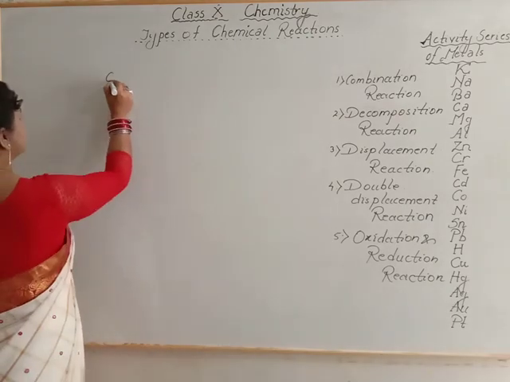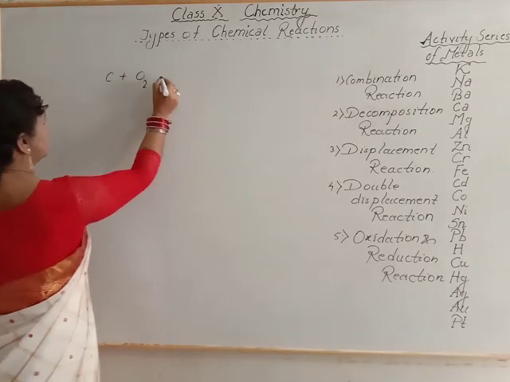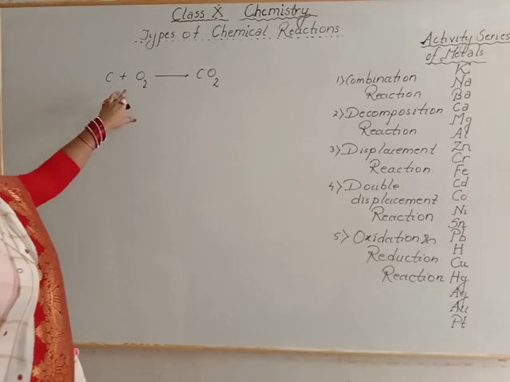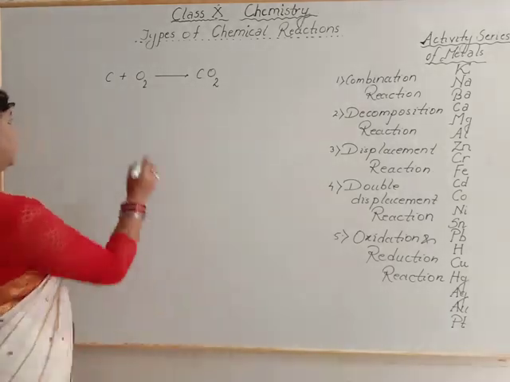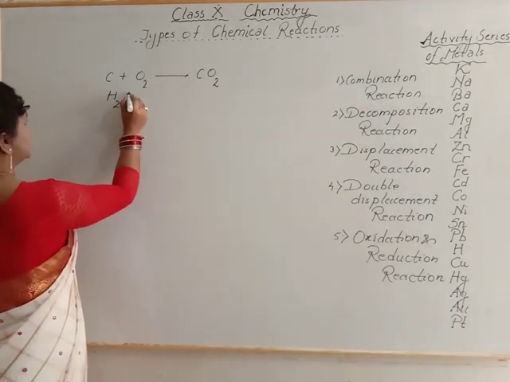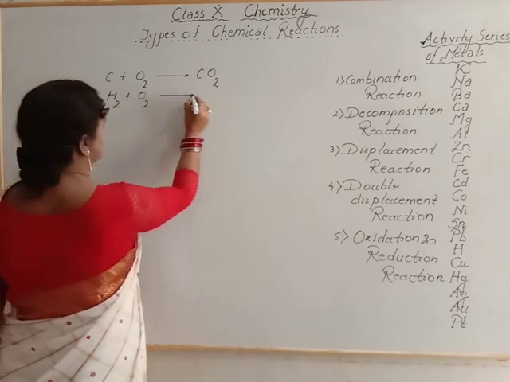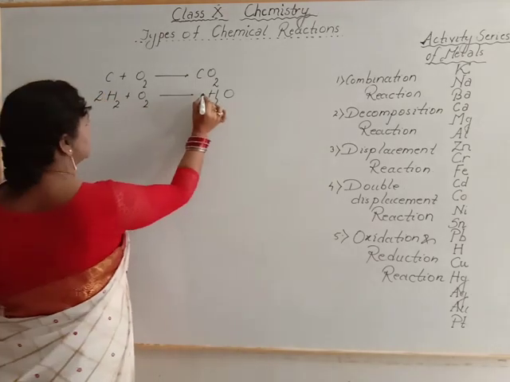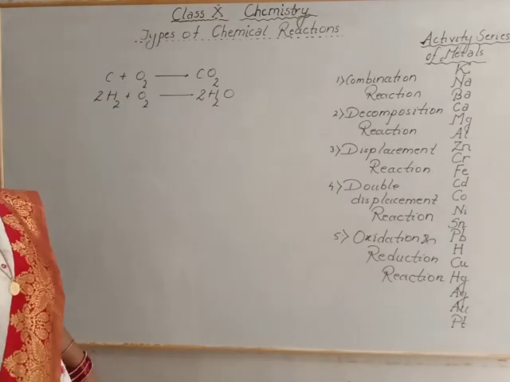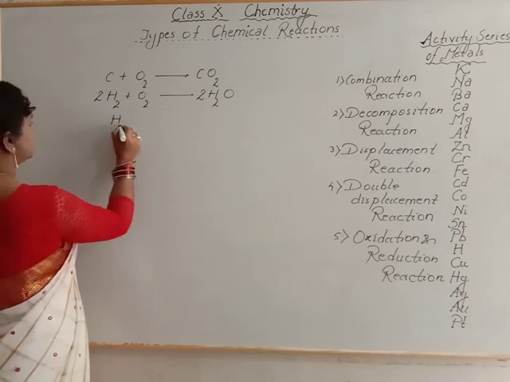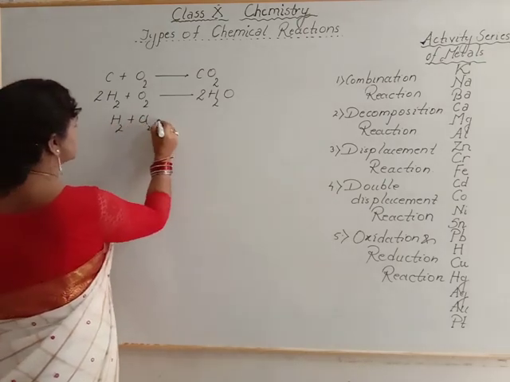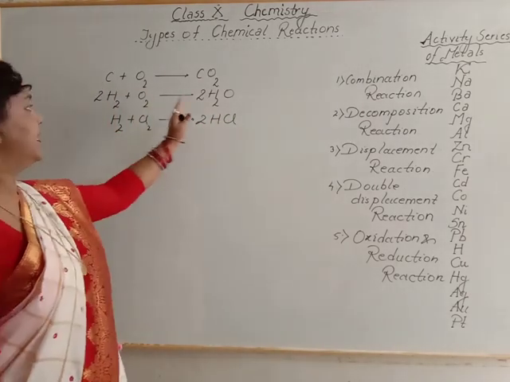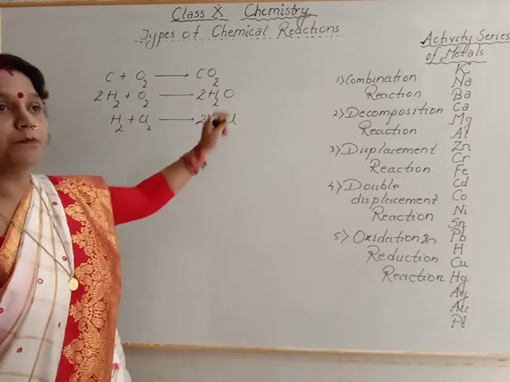Now carbon plus oxygen. What will happen? It will form carbon dioxide. So carbon plus oxygen forms carbon dioxide. Hydrogen plus oxygen forms water, H2O. Now this is not balanced, you have to balance this: 2H2 plus O2 forms 2H2O. Next is H2 plus Cl2 forms 2HCl. You can see that we are only adding, this is only the combination.